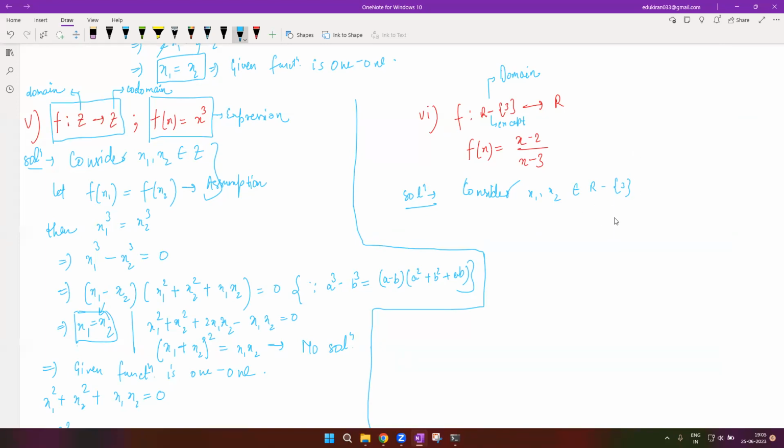What is the set of domain? Set of real numbers except 3, or set of real numbers minus 3. Okay. Now start by assuming that both of these values x1 and x2 are producing the same output. So f(x1) is equal to f(x2). Now let's start with this. f(x1), what would be f(x1)? x1 minus 2 divided by x1 minus 3.